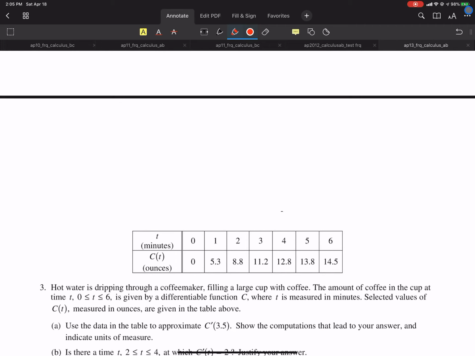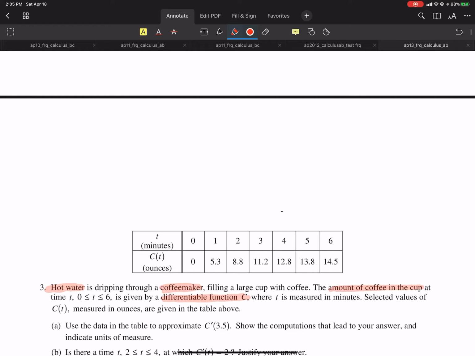Welcome back. We're doing the 2013 problem number 3, and this is for both the AB and the BC class. So we have a data table problem here. What's going on? We have hot water, and we have a coffee maker. And the amount of coffee in the cup is given by a differential function C. And what does that represent? The amount of coffee in the cup. So that's what C represents.